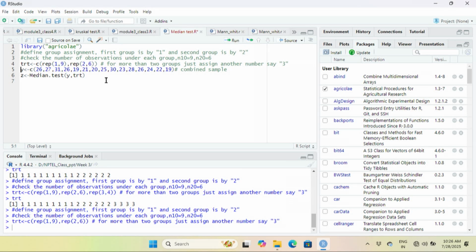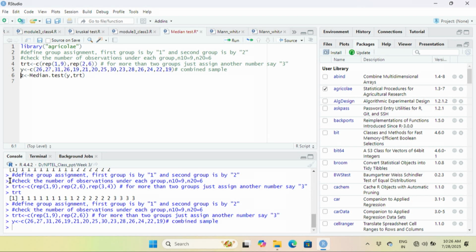Now it's time to write all of the observations in whatever sequence they appear. No need to arrange them. You can just write all the observations manually. So did I. So this is the combined sample format: 26, 27, 31, 26, 19, 21, all the observations. So altogether how many observations? 9 plus 6, 15 observations. And the rest is extremely easy.